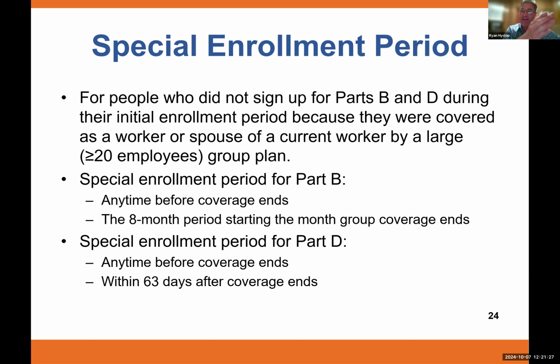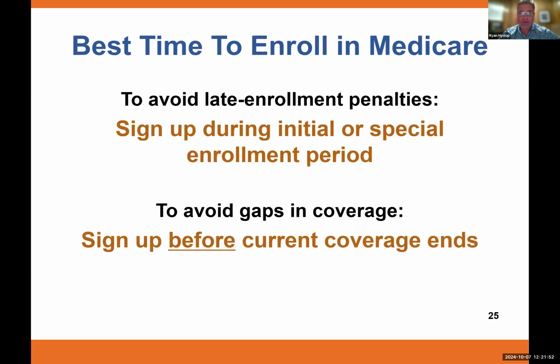Best thing, just like initial enrollment, is to sign up before your retirement. Get it all set on automatic. If not, you have any time before your coverage ends on both Part B and D. You have an 8-month period following separation from employment for Part B and 63 days for Part D. Why that's different, I have no idea. That was done by Congress in all their wisdom. But the bottom line is you need to be signed up within 63 days or face the penalty within Part D, or 8 months and face the penalty within Part B.